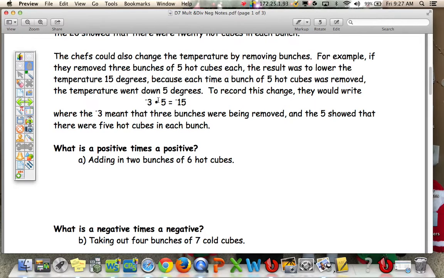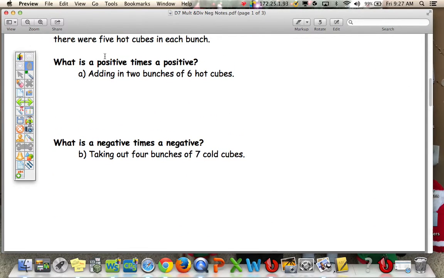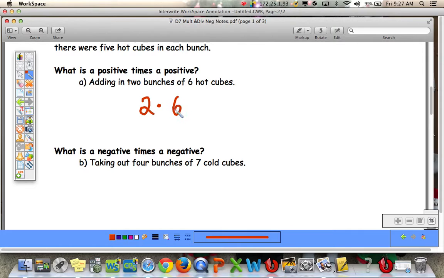So they're removing 3 sets of 5 hot cubes. You're taking out hot cubes. Your answer will be negative. So let's do a few problems and apply that. So question, what is a positive times a positive? That's like adding in 2 bunches of 6 hot cubes, and that would give us 12. It would raise the temperature 12 degrees.